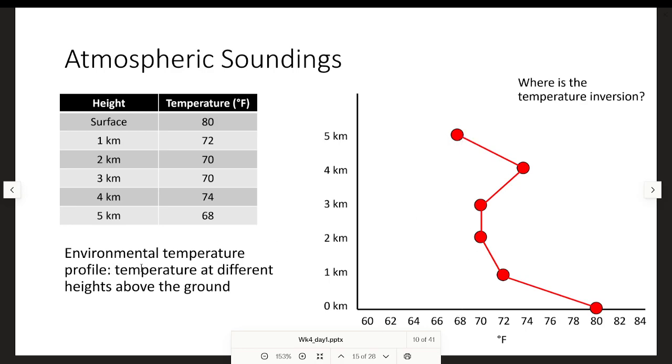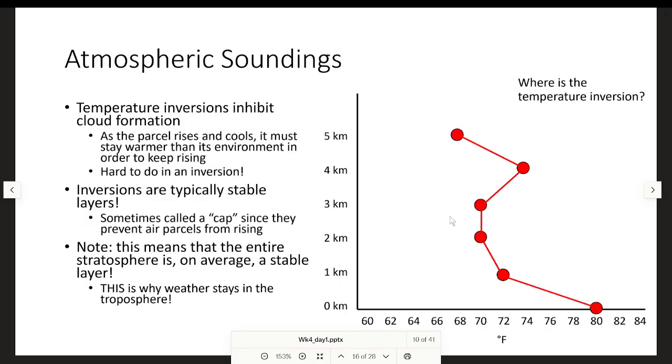So this asks the question, where is the temperature inversion? It's right here. The temperature inversion just means that the temperature is increasing with height. So we can see between the 3 and 4 kilometer levels, the temperature starts increasing with height. This is a temperature inversion. It looks like a nose. And we'll get more into the importance of temperature inversions later in this class.